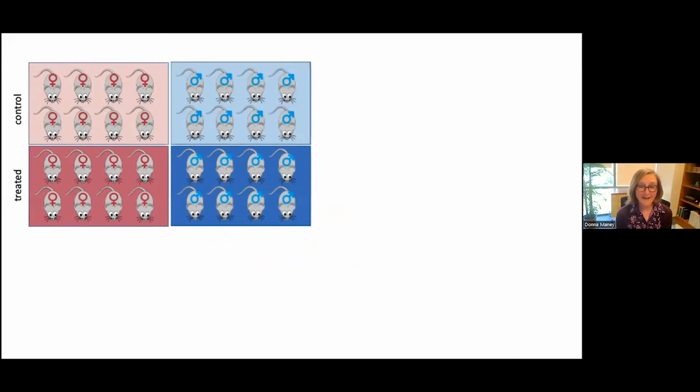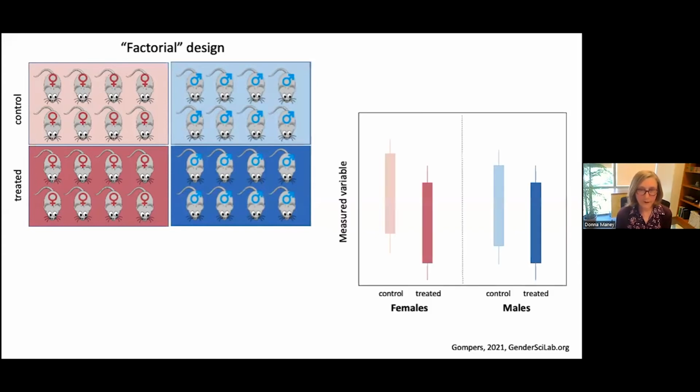Now, you might not actually double your sample size, and I'm going to come back to that. But we have 2 control groups and 2 treated groups. And this is called a 2x2 factorial design, where sex is one factor and then something else like a treatment is the other factor. So now let's look at some hypothetical results.